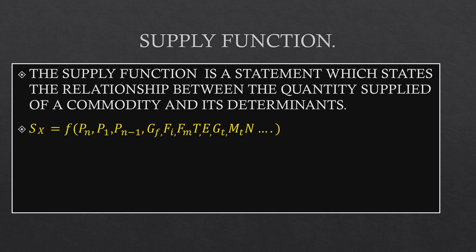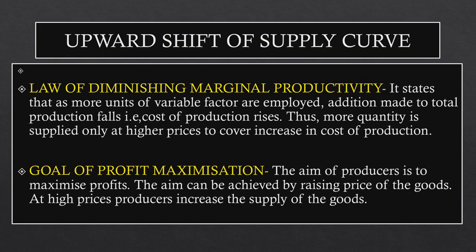So keeping all these determinants in mind, whatever is the relationship between the quantity supplied and the price of a commodity is the supply function. Now we've seen that the supply curve moved upward in direction when we discussed the law of supply. So what are the reasons for that?